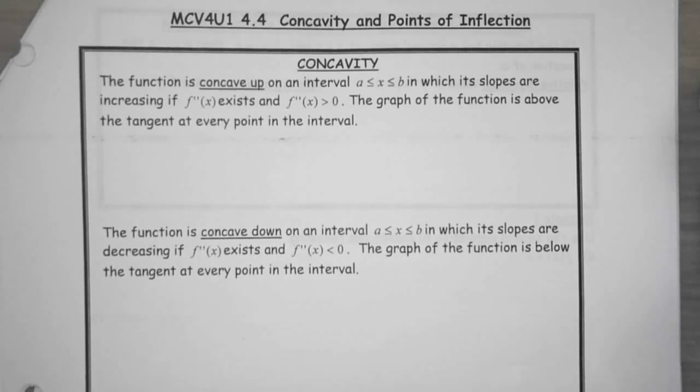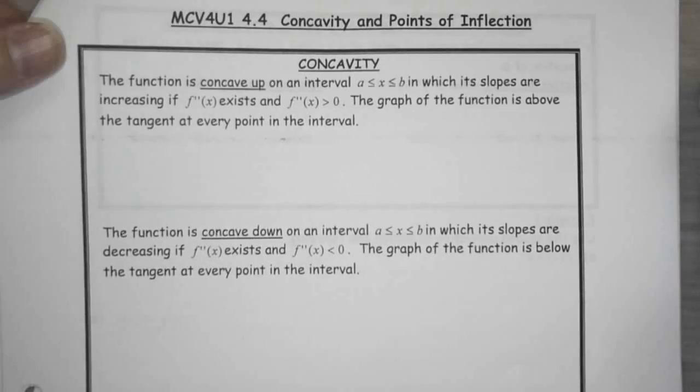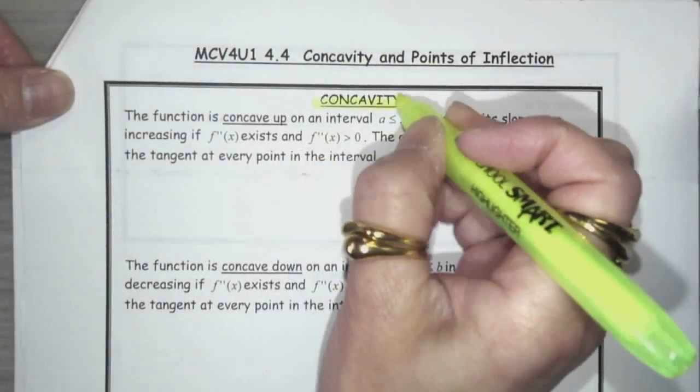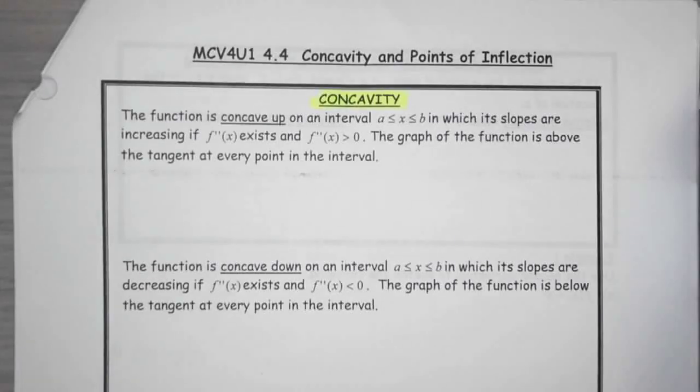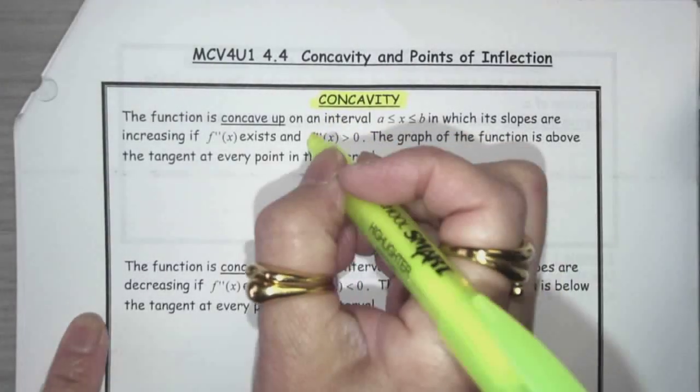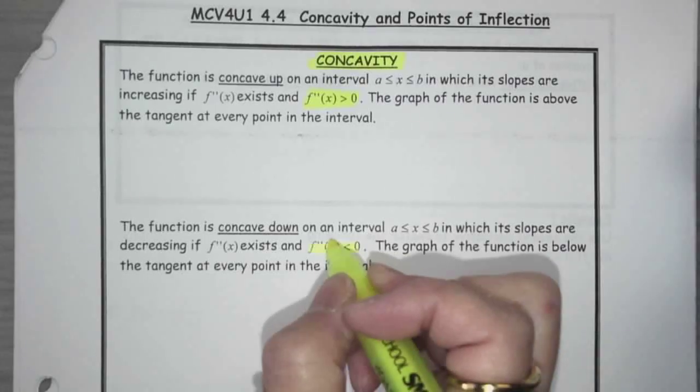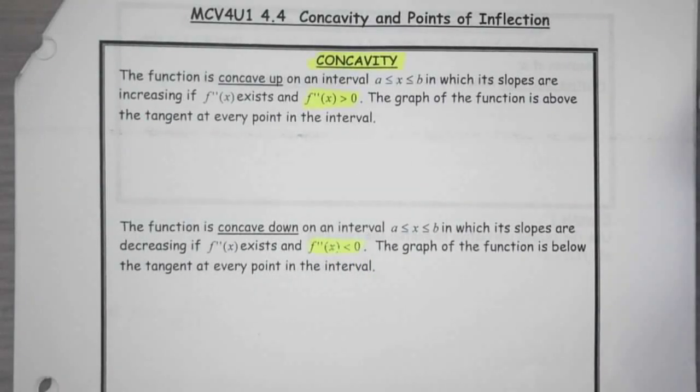Concavity and points of inflection are from the second derivative. So concavity is our first definition, and points of inflection. So concavity comes from the second derivative. The important part here is that the second derivative is either going to be greater than 0, so positive, or less than 0 and negative.